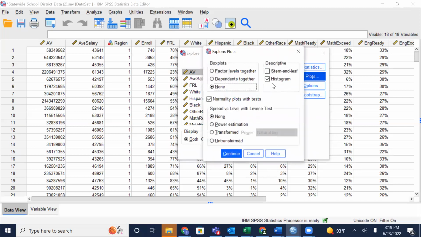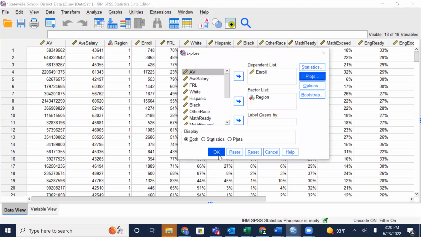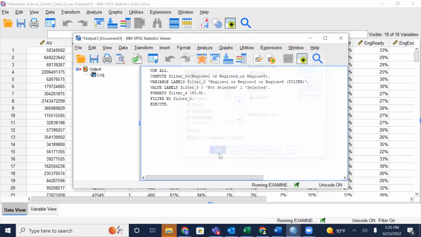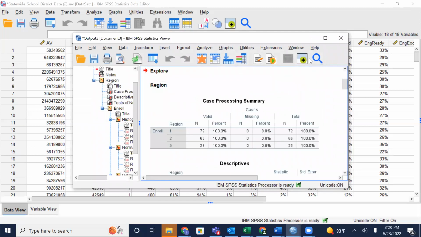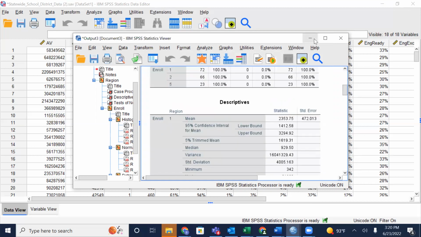Let me go over here to plot. I have histogram checked. I don't need those. And then I'm doing a normality plot. Okay, so all of that is checked. I'm just going to hit continue, and then okay. Okay, and so my N, it looks like, is different between these 3 regions. So I will be using, let's see, a Sidak, I believe, once I get into the ANOVA test. Okay, so that is good to know.